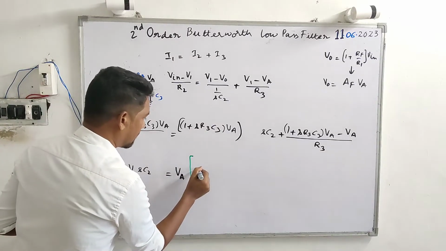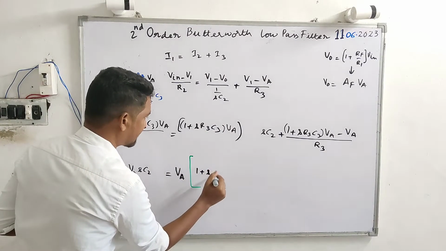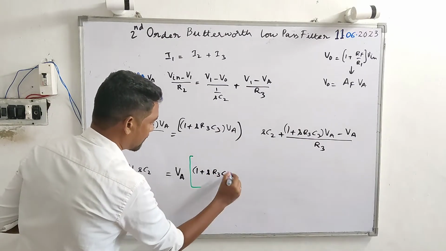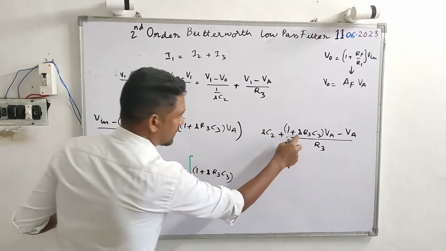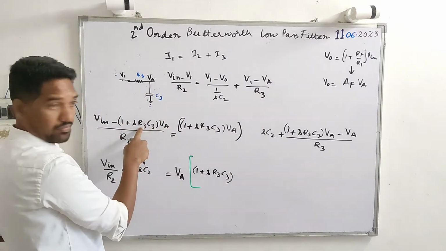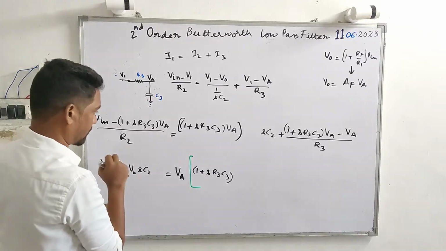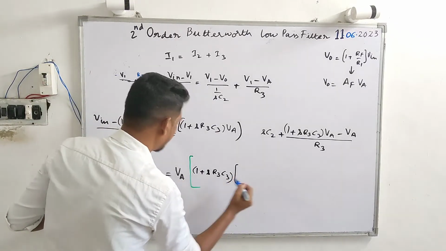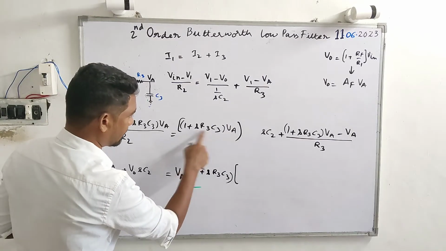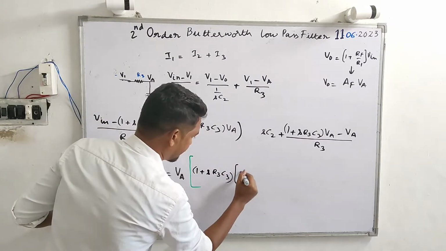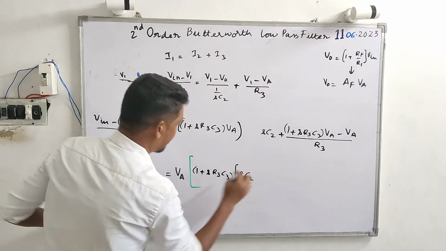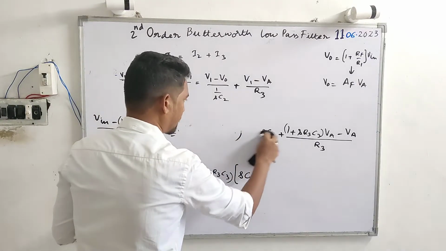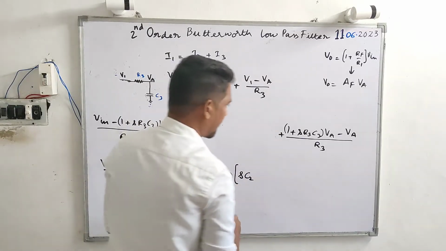Taking out 1 plus S R3 C3 as common from this and this one also, it will be positive. Remember this will be positive. So open another bracket to say that this is taken out and only this is left. SC2 is left from here. Let me remove it so that I don't get confused. This is done, right?